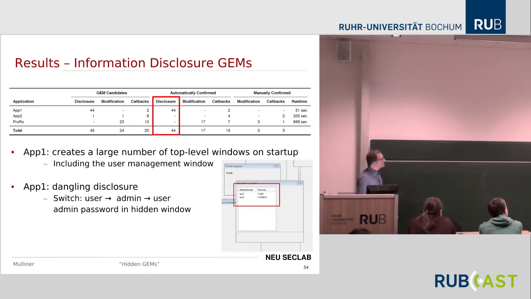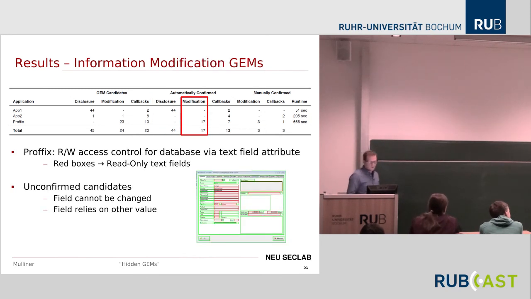And then, of course, we have the example from the beginning again. So if you just look at disclosure, you find interesting things like this. We can just say, OK, the application creates all or a lot of windows at startup. And before we even authenticate to the application, we can just re-enable all the widgets and access, for example, the user database. And we also found in this application that if you really do the switch from user admin back to user, you can just re-enable this window that asked for the admin password, and you still see the password stored in there, because the application just said, okay, let's hide the window.